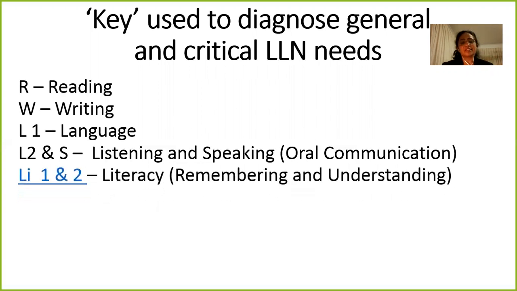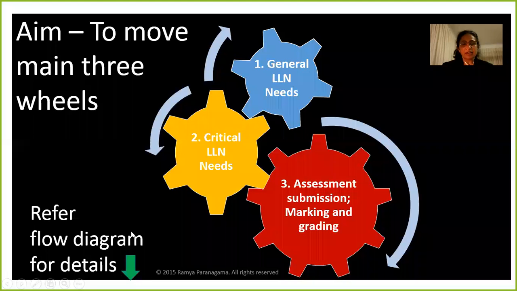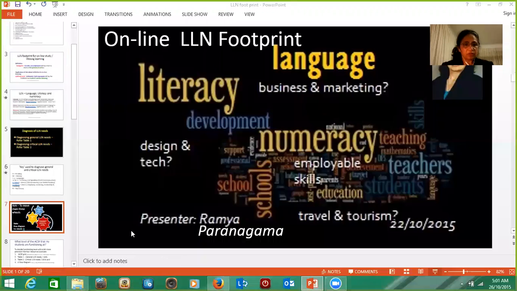Then I have the literacy. Literacy is remembering and understanding. So because there are 3 L's, L1 is language, L2 and S for listening and speaking. Then LI for literacy, LI 1 and 2, considering 2 areas referring to Bloom's taxonomy. So then LI 3 to 6 is, yes, literacy, but the higher order thinking skills. Then finally, the numeracy.